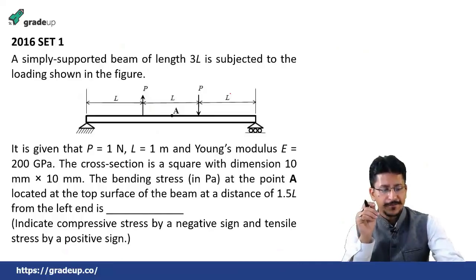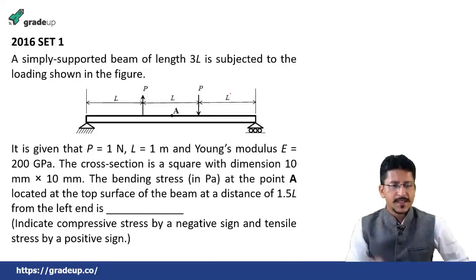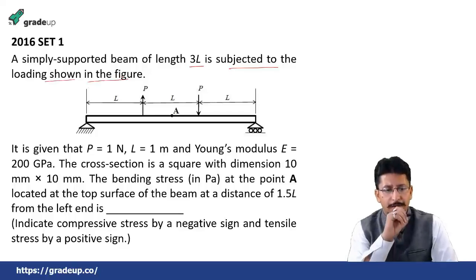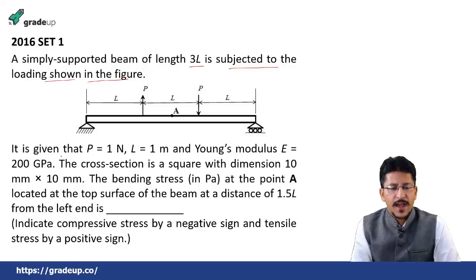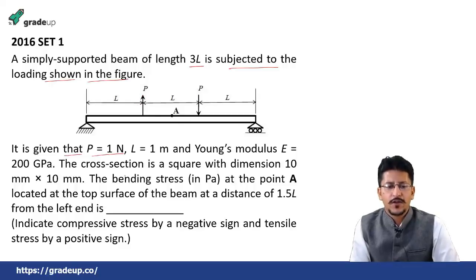2016 set 1: a simply supported beam of length 3L, the total length is 3L, is subjected to the loading shown in the figure. It is given that P is equal to 1 Newton. These are two P's, one acting upward, one acting downward. They both are of 1 Newton. L is equal to 1 meter, so the total length of this beam becomes equal to 3 meter.